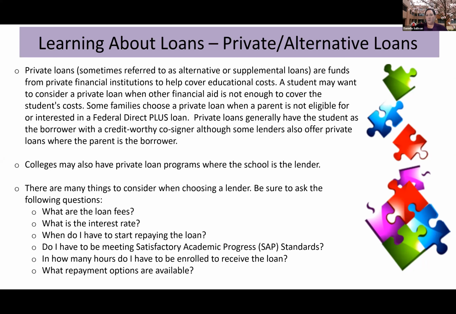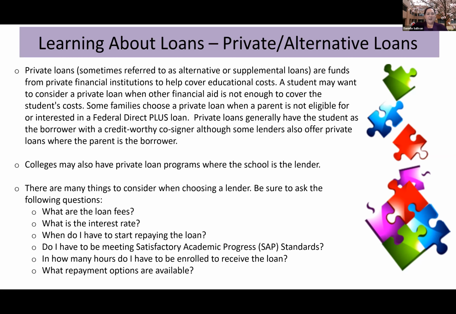When do I have to start paying back? Do I have to start paying it now, or do I start paying it back after I graduate? And then do I have to be meeting progress standards at my school? Most schools require a student meet satisfactory academic progress, where we measure your GPA and the amount of classes you dropped. Who knew the financial aid office monitored that? We do. We look and see, do you drop too many classes? Do you have below a certain GPA? And if you do, you actually lose your financial aid. So will a private lender still lend to you if you're not meeting your school's standards? And then do I have to be full-time, part-time, however many hours to take, and what repayment options are available?